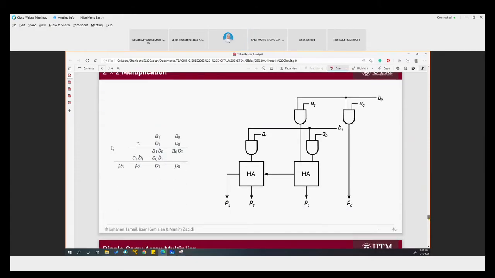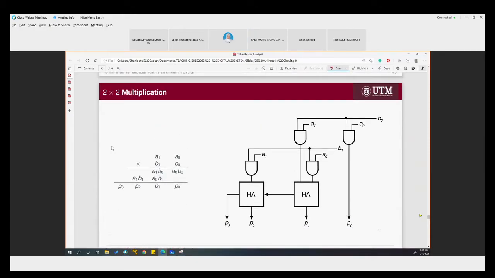Now let's see a 2 by 2 multiplication. So this is 2 by 2 multiplication. When we do 2 by 2 multiplication with A0, A1, B0, B1, the partial product here is A0B0, A1B0, then A0B1, A1B1. Know this. And before we go to the second partial product, we have to shift 1 place to the right. And the circuit will look like this for the 2 by 2 multiplier.